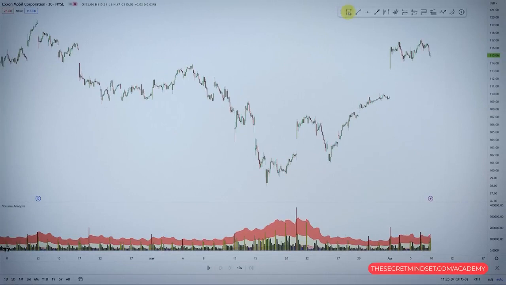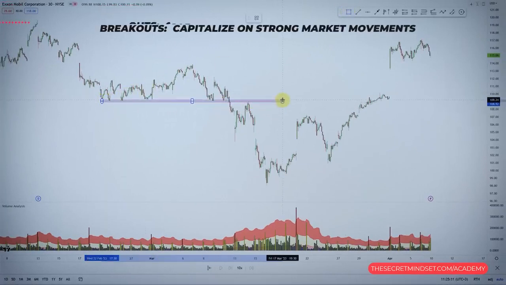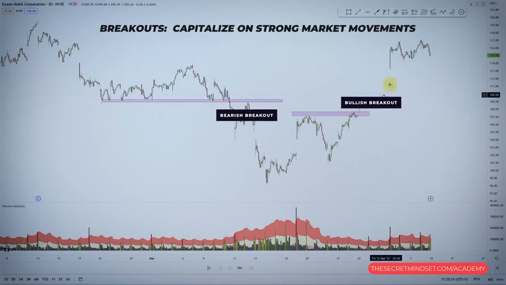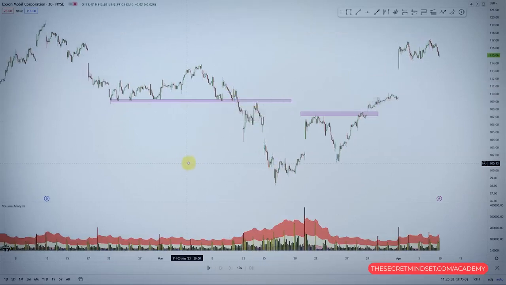Breakouts can be a very powerful tool in your day trading arsenal, allowing you to capitalize on strong market movements. First, let's start with the basics. A breakout occurs when the price breaks through a key level of support or resistance. This can be a bullish breakout, where the price breaks through a resistance level, or a bearish breakout, where the price breaks through a support level.